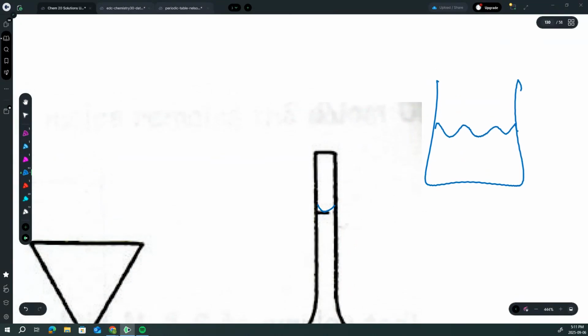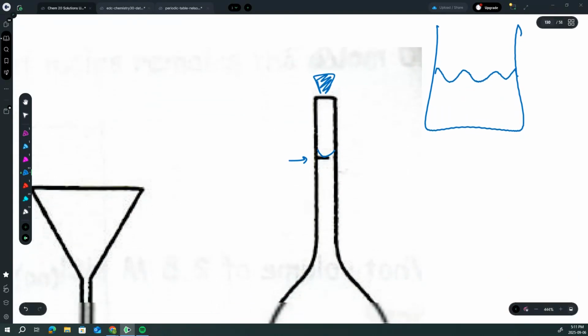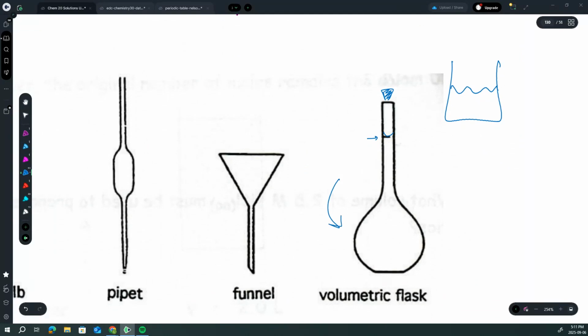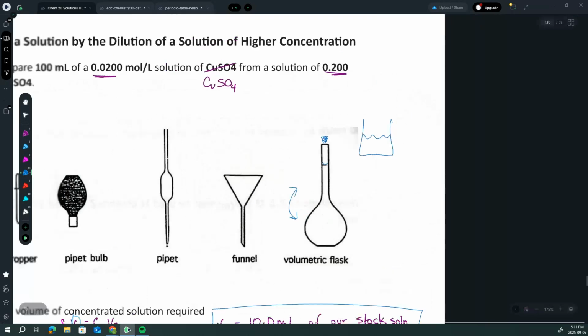So it'd kind of look like, oops, that's a little bit high. Kind of look like this. Okay, and once you have the bottom of your meniscus to this line, you'd put a stopper in this, and then you would invert the volumetric flask about 10 times. Okay, just to make sure that you have the same concentration throughout the solution in the volumetric flask.